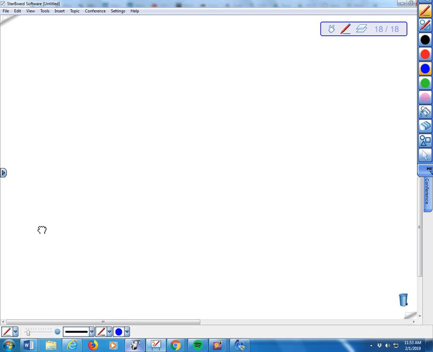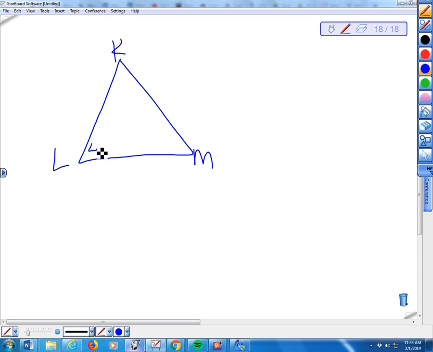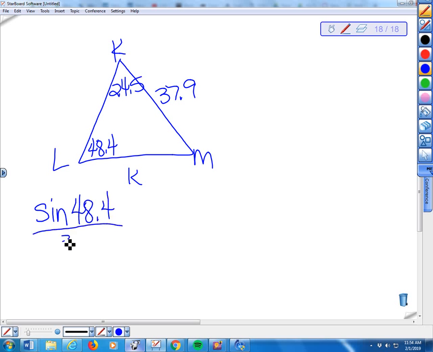Okay, now we're getting into law of sines, law of cosines. I have KLM. Angle L is 48.4. Angle K is 24.5. And L is 37.9. Find K. So I'm just going to use law of sines. Sine of 48.4 over 37.9 equals sine of 24.5 over K.